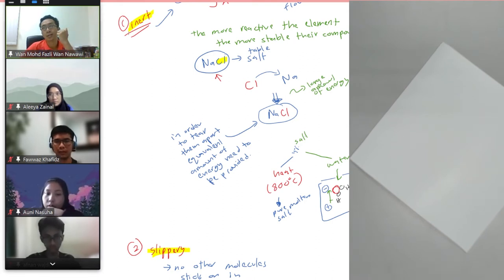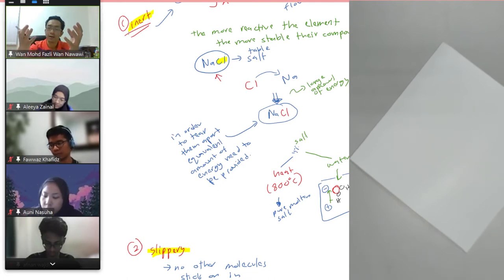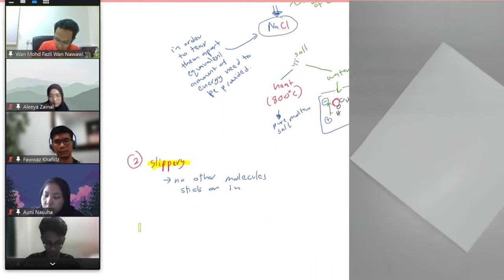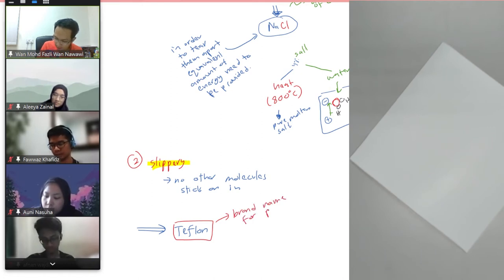And also the slipperiness. When you have the slipperiness, you can create this non-stick condition. So when you cook your food, you can easily remove the food from the utensil and so on lah. So that's why people use Teflon. Teflon is basically the brand name for PTFE lah. When you hear Teflon, Tefal, whatsoever, that is basically PTFE lah.